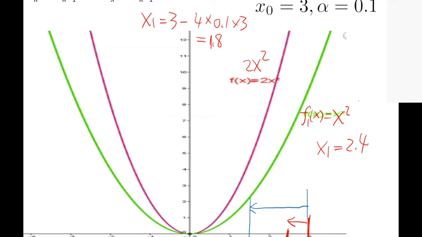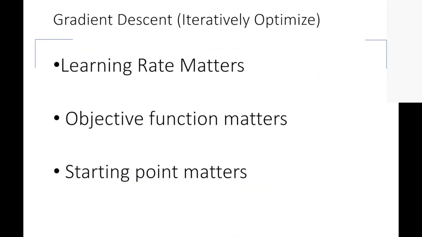They all start from 3. On this green, flatter function, x quadratic, it moves only 0.6 to the left. But on the steeper function, 2x quadratic, it moves much faster, from x0 equal to 3 to the position 1.8. So what I want to show here is that the objective function matters.